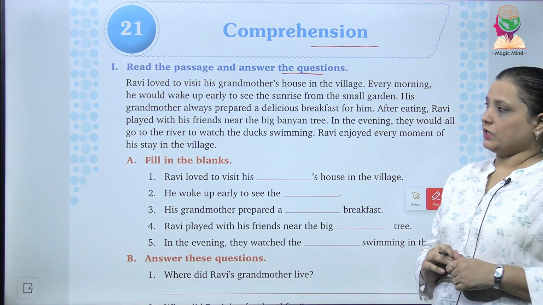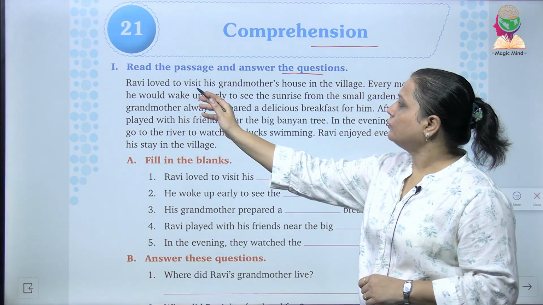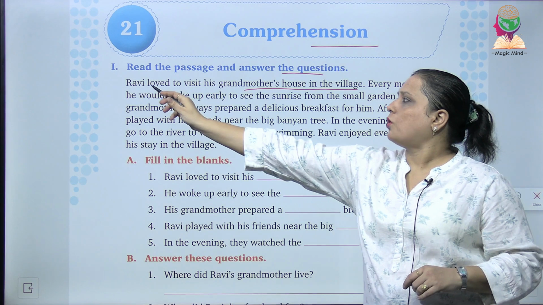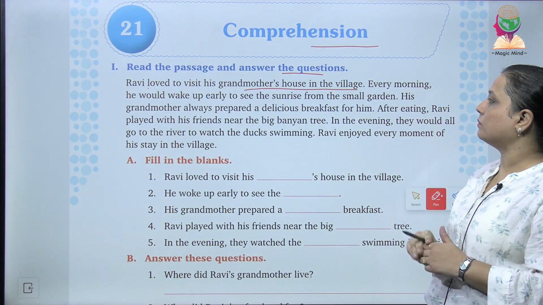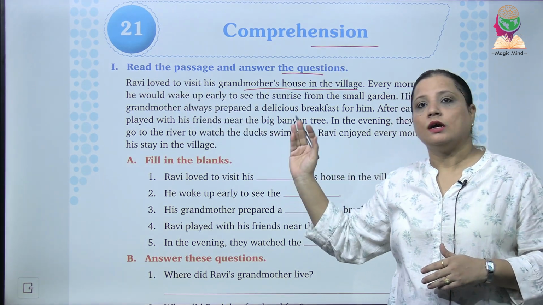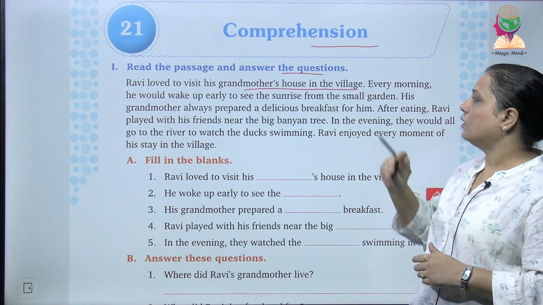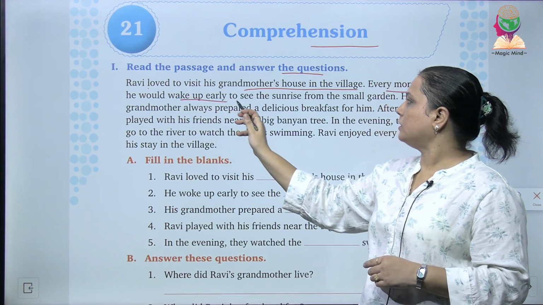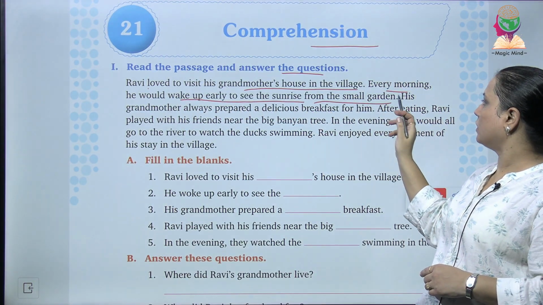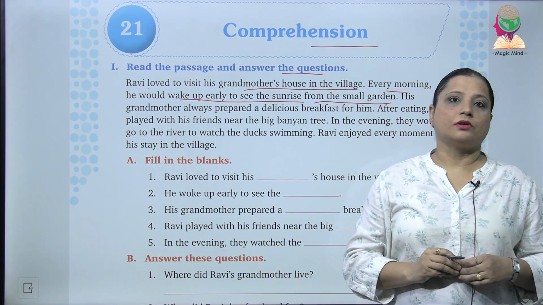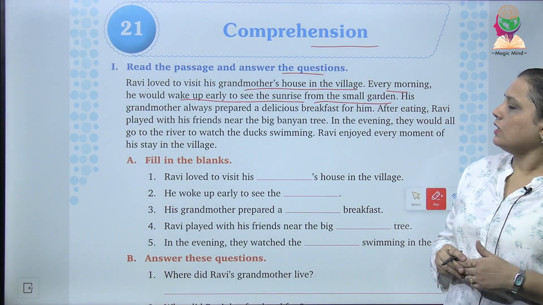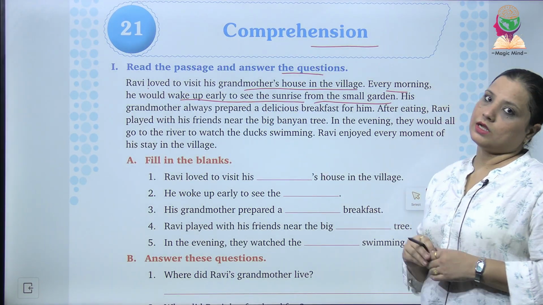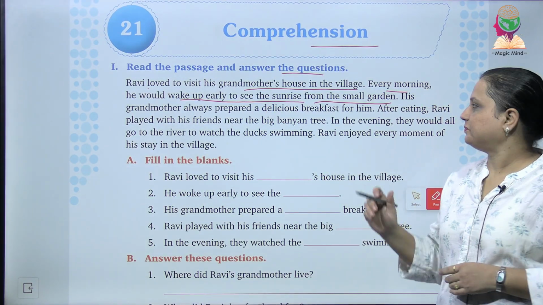The passage begins with, Ravi loved to visit his grandmother's house in the village. So there is a boy Ravi who used to love her grandmother, and he used to visit her in the village. Every morning he would wake up early to see the sunrise from the small garden. So every morning what did Ravi do? He used to get up early, and he used to wake up early. For what reason? He used to see the sunrise from the garden.